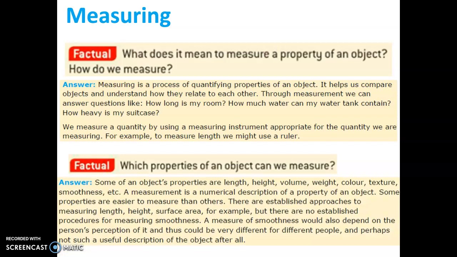Here's a long response as well, because there are so many things that can be measured. For example, some of an object's properties are length, height, volume, weight, color, texture, smoothness, etc. A measurement is a numerical description of a property of an object. Some properties are easier to measure than others, of course. There are established approaches to measuring length, height, surface area, for example, but there are no established procedures for measuring smoothness. A measure of smoothness would also depend on the person's perception of it, and thus could be very different for different people.